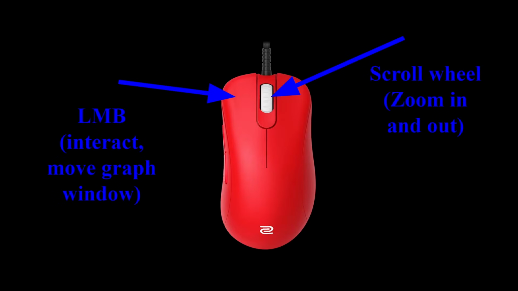On a computer mouse, you can use the scroll wheel to quickly zoom in and zoom out within Desmos, and you can use the left mouse button to interact or pan/move your graph window around. This is way more precise than doing it on a laptop trackpad, and it'll increase your speed and efficiency.